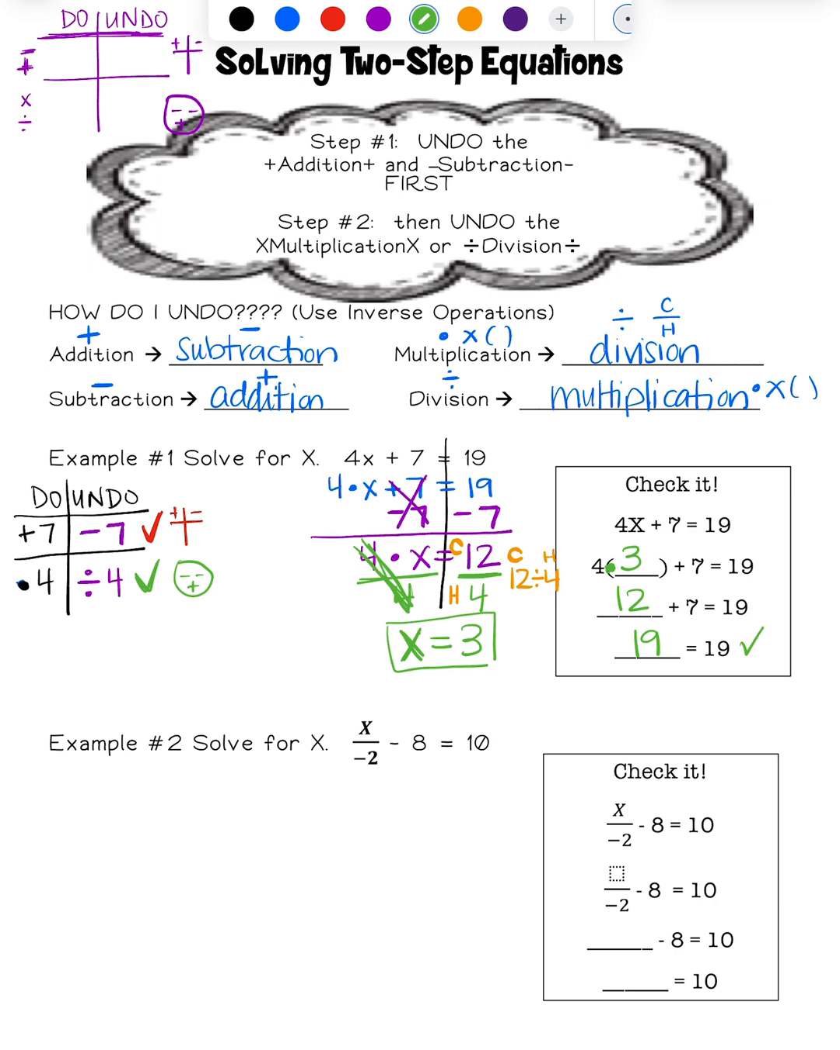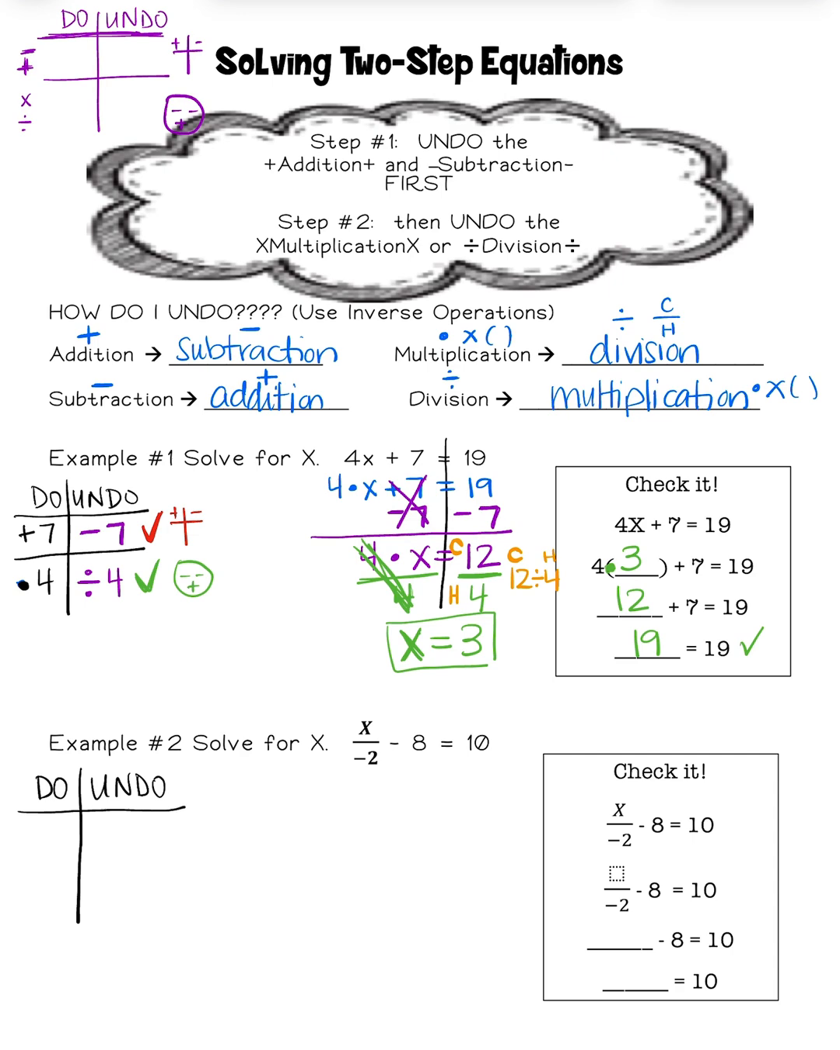All right, let's try the next problem. Again, I see an equation. I see I'm solving for x, and it's an equation with an equal sign. So I know I need my do-undo chart. So I'm going to create my do-undo chart.